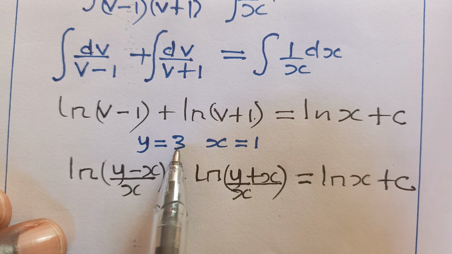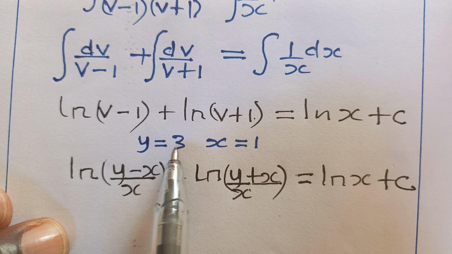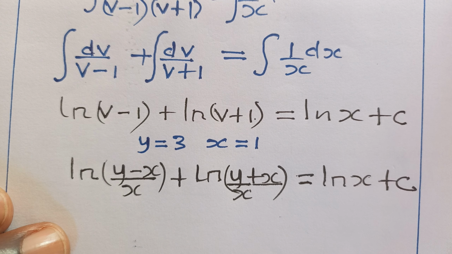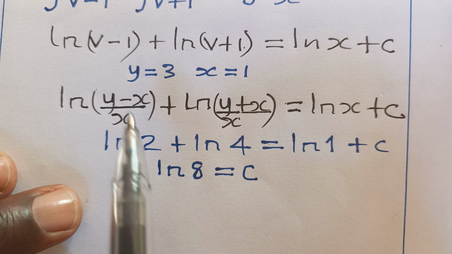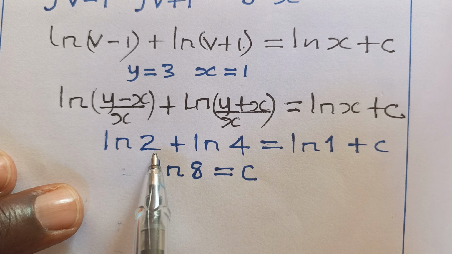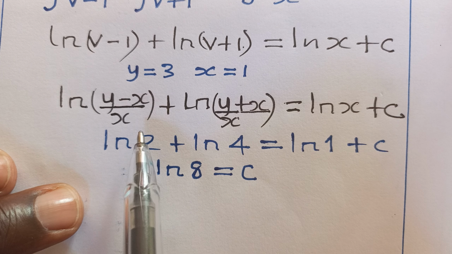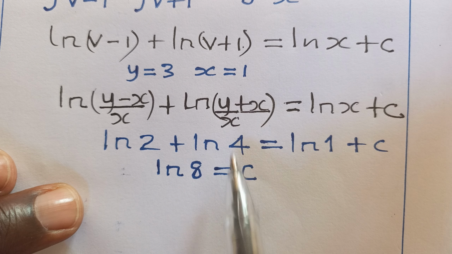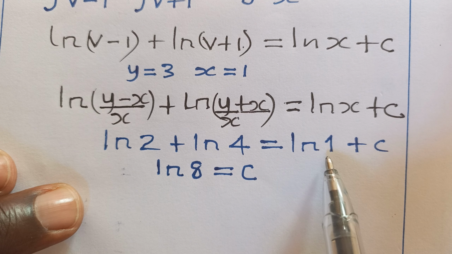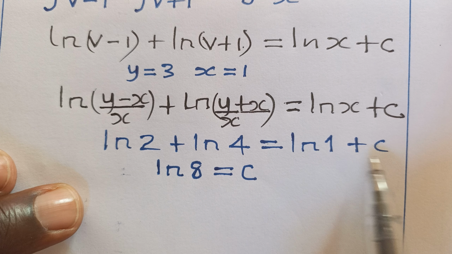Now I can place 3. So if I put 3 for y and 1 for x, this is what, guys, I will get. This comes to natural log of 2, because when you put 3 here, 3 minus 1 is 2, and this is 1. And this is natural log of 4. It's equal to natural log of 1 plus c.